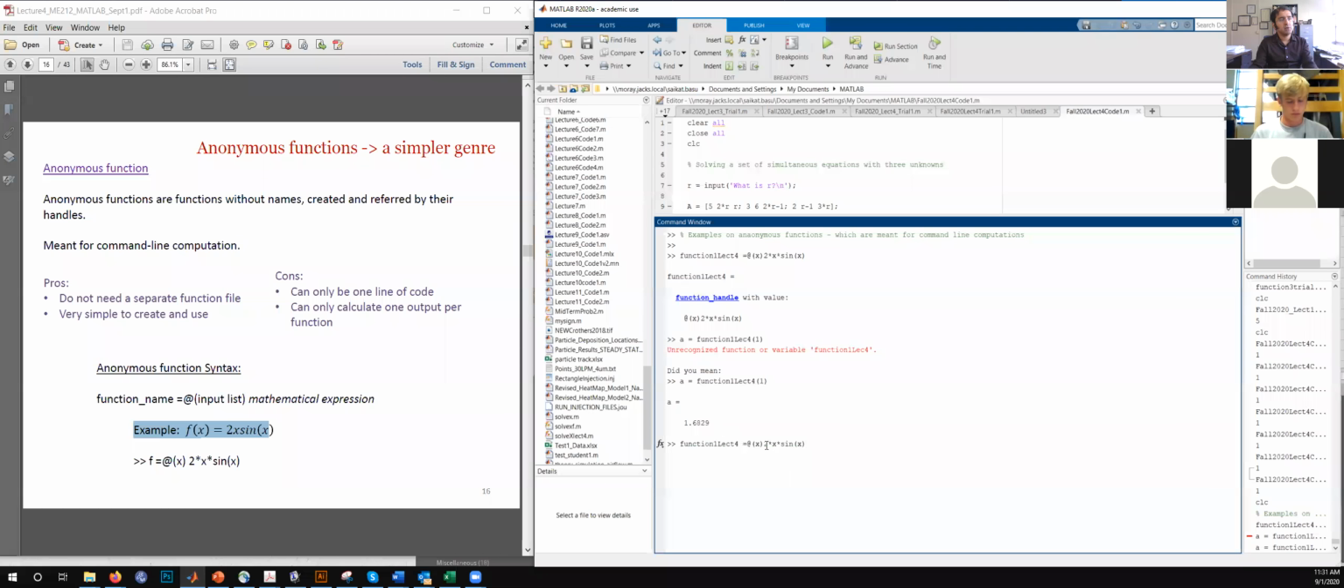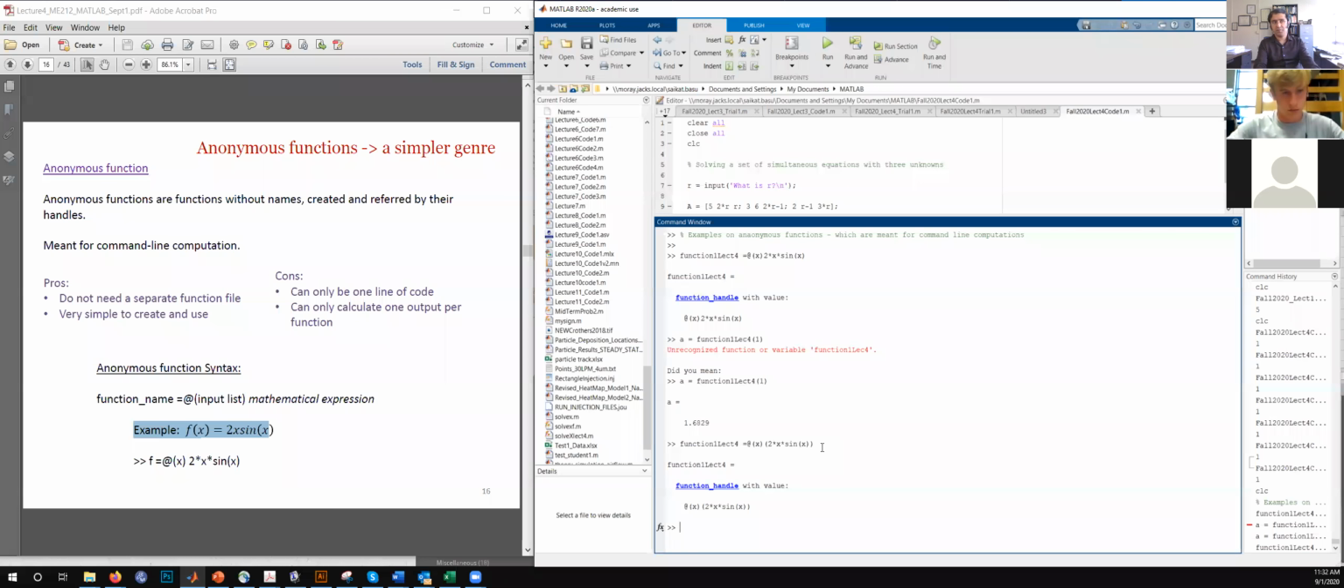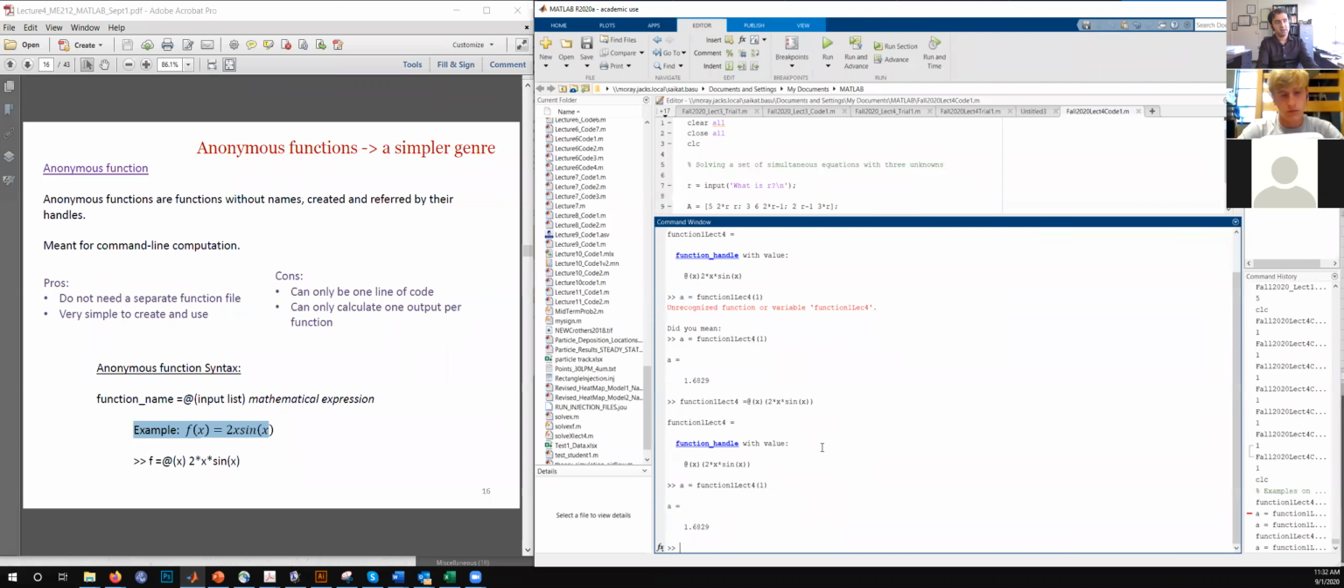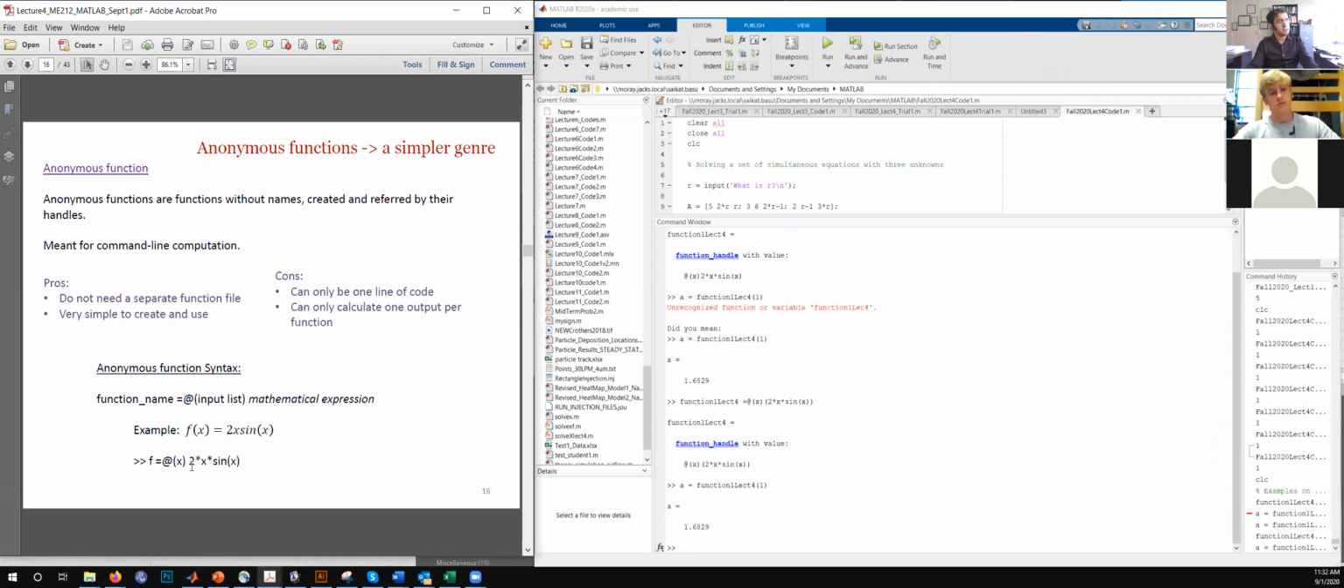Let me try one more thing. I think it might still work with these brackets because sometimes it might be a longer function than just 2x sine x. So it still works if you use brackets as well. So if I press 1, you still end up getting the same number. So this syntax over here can also include brackets.